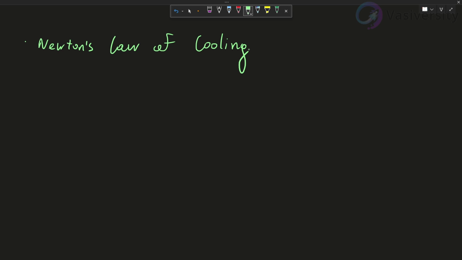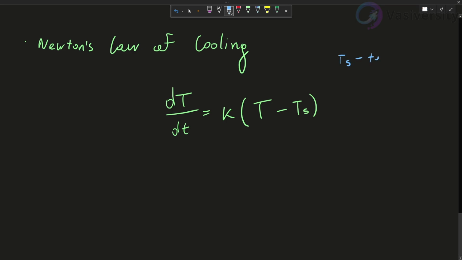It essentially states that the rate of cooling of an object is proportional to the temperature difference. So dT, where capital T is the temperature, over dt, time, is equal to k times (T, which is a function, minus T sub S). T sub S is going to be the constant, the temperature of the surroundings.